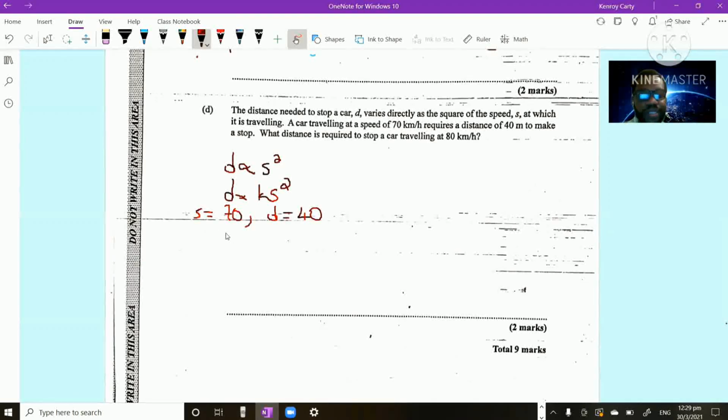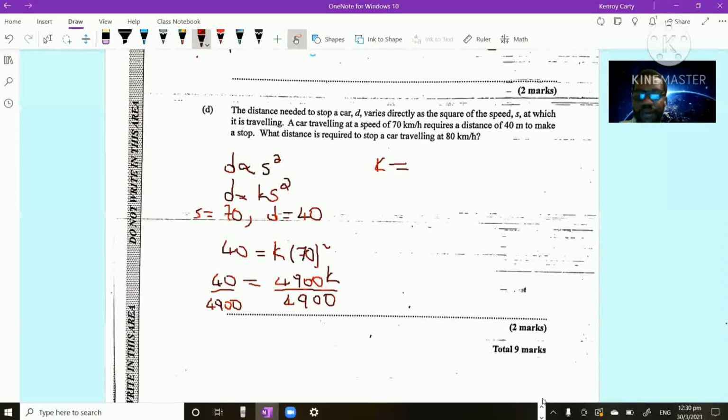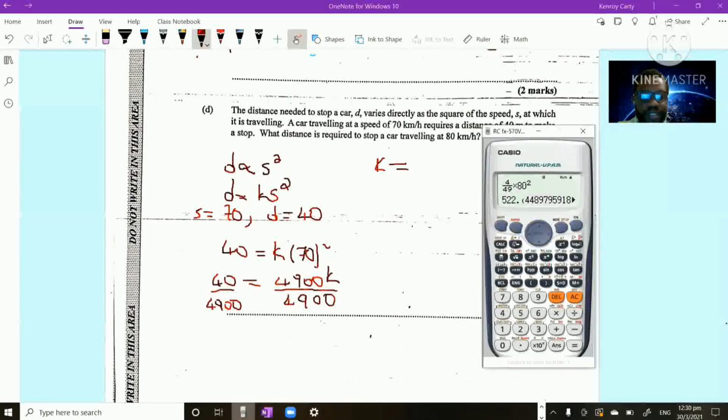All right, so let's get right into it. I'm going to replace D by 40, and I'm going to replace S by 70. So I'm going to have K times 70 squared. So I'm going to have 40 is equal to 70 squared, of course, is 4,900. And of course, you can put the K to the front. Now, since we want K, we're going to divide both sides by 4,900. So K is equal to, of course, you can bring up your calculator here and use it to simplify it as far as possible.